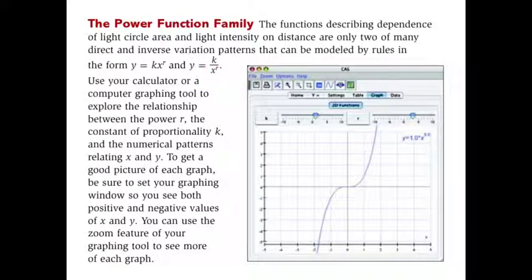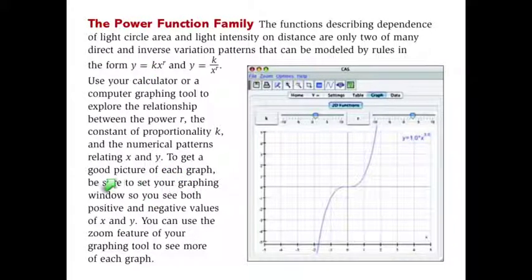Use your calculator or a computer graphing tool, like this picture right here, to explore the relationship between the power r, so r is the power in each of these functions, the number that it is raised to, and the constant of proportionality k. K is the constant that is in the function. We're going to keep k equal to 1 for simplicity's sake at first, and then after we explore what happens when you change the exponent, then we're going to change some values of k.